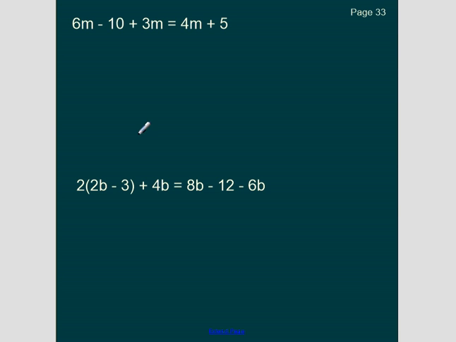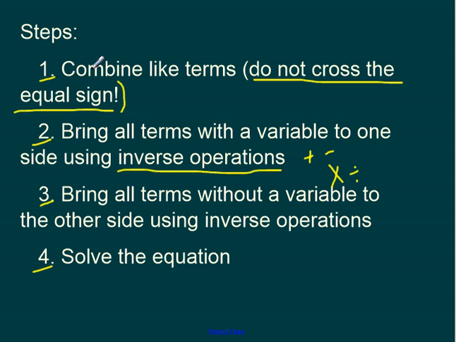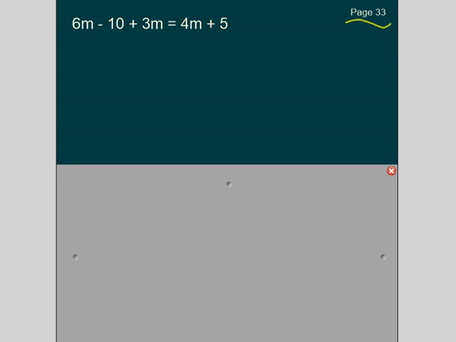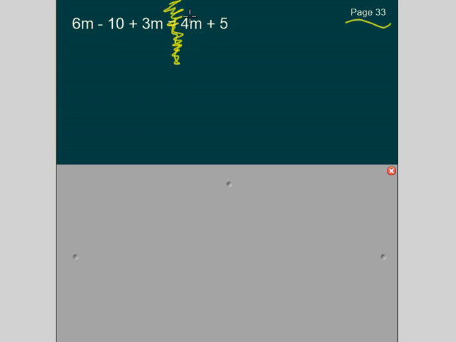If not, let's move on to page 33 and write this example here at the top of page 33. I'm going to go ahead and cover up that second example because we're not worried about it quite yet. Step number 1 is combining the like terms. Do not cross the equal sign. So I'm going to put like this little wall up here over my equal sign. And that wall is going to tell me, hey, you can't do anything across that wall in this first step. So if I look at just this left side of the equation, I'm going to pretend that I can't see what's on the right side of the equal sign, okay? And I'm just going to combine these terms.